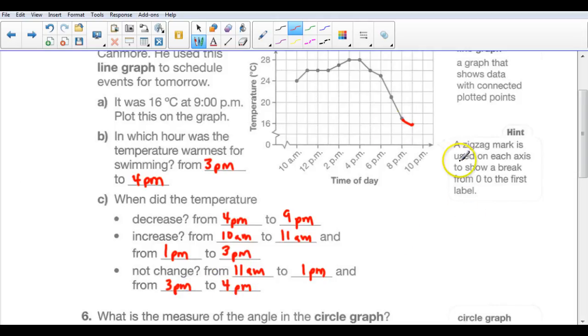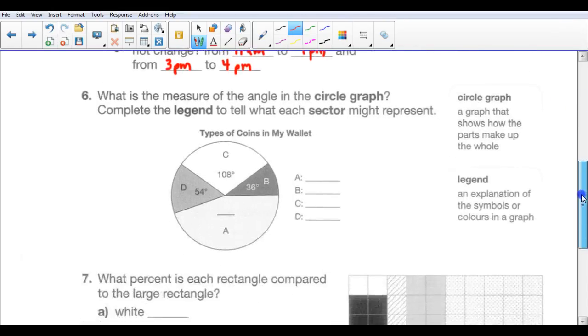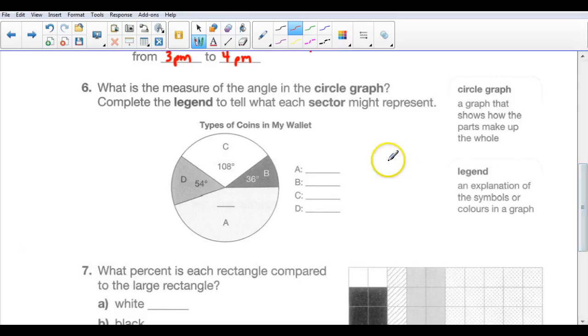Okay? So this is called a line graph, where before we did a bar graph. Now we're going to get into a circle graph. That's the third kind of graph. What is the measure of the angle in the circle graph? Well, we know that an entire circle is 360 degrees.